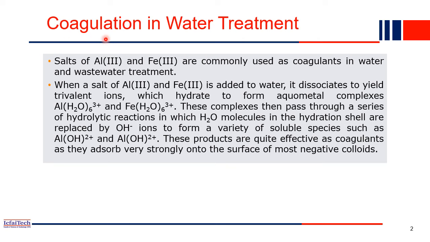Coagulant is nothing but some extra chemicals, like the salts of aluminum and iron. Why do we provide aluminum and iron? Because of their electron configuration. Basically these salts are very suitable because they have free electrons.